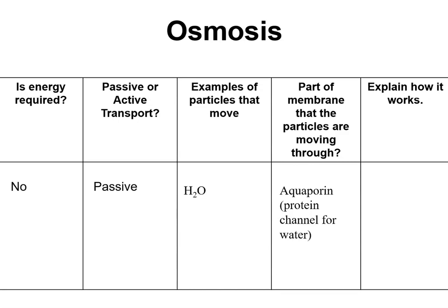Aquaporins are special channels that water can go through. Water will go through in order to equal out the sides, and so it always goes towards the more hypertonic side. Again, please watch the osmosis video. Water will always try to equal out.